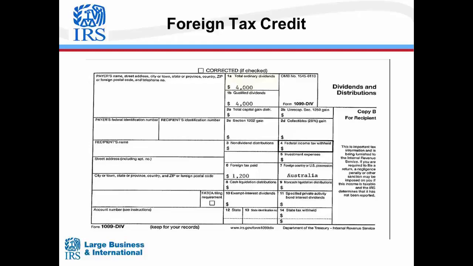The income earned is shown in Box 1A. Box 6 of the form shows $1,200 of foreign taxes were withheld and paid. Box 7 identifies the foreign country. In our example, Australia.